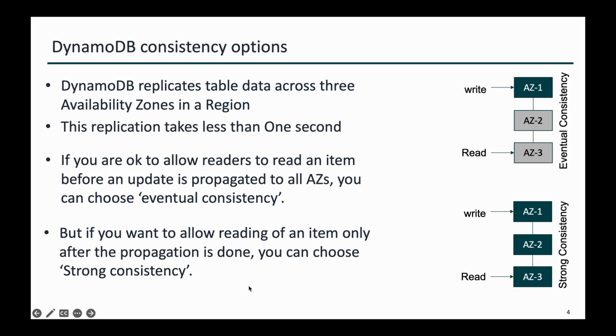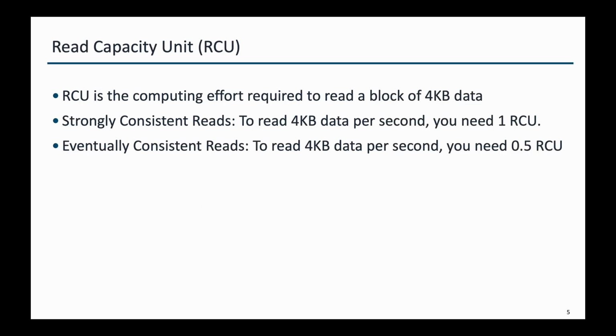These two are important because the reading effort, or the compute effort, required for an eventually consistent read is almost half of a strongly consistent read, because with strong consistency you have to wait for some time. Now, the read capacity unit required for reading differs in both cases. That is why we saw this particular concept before we got into RCUs. Okay, let's begin the discussion on RCUs, or read capacity units.